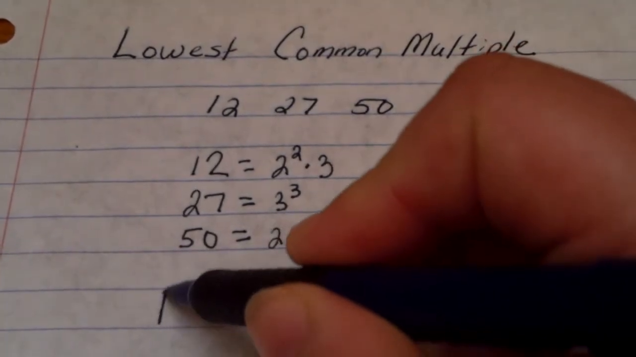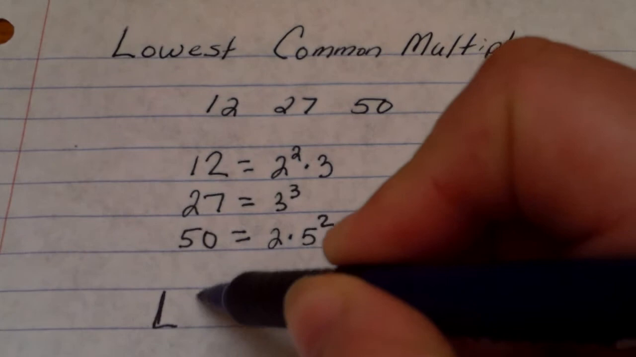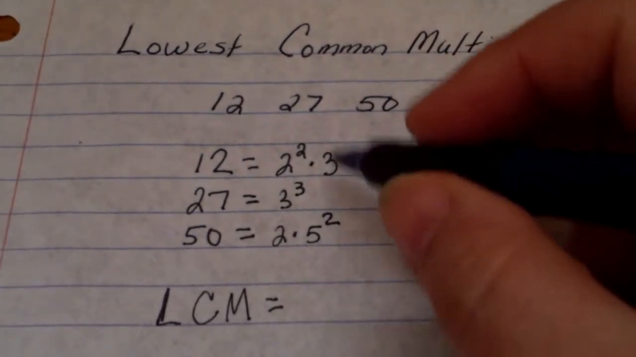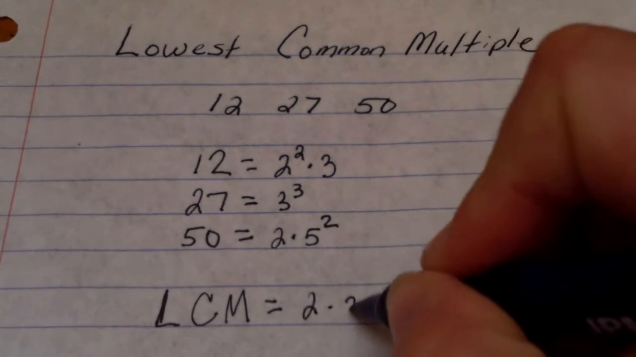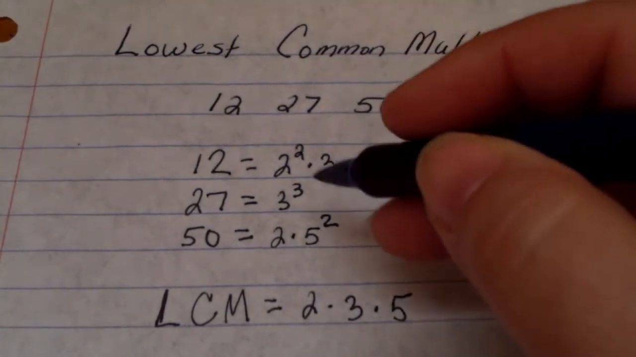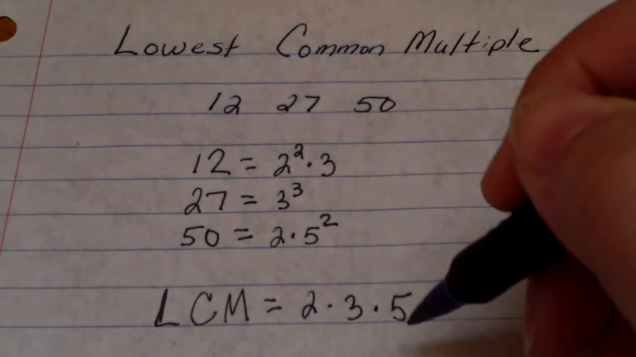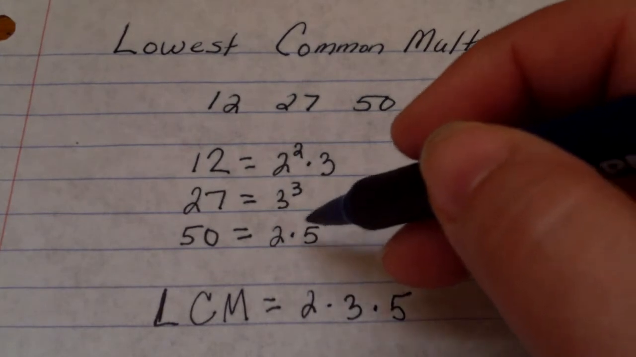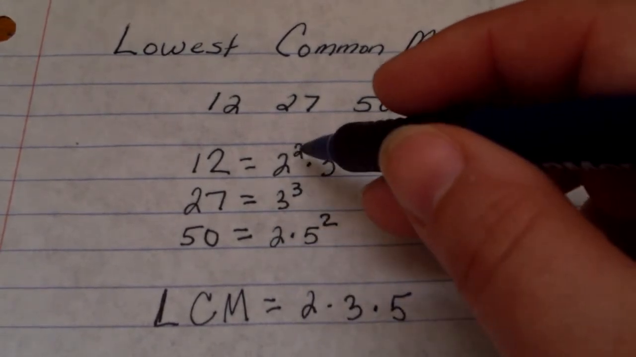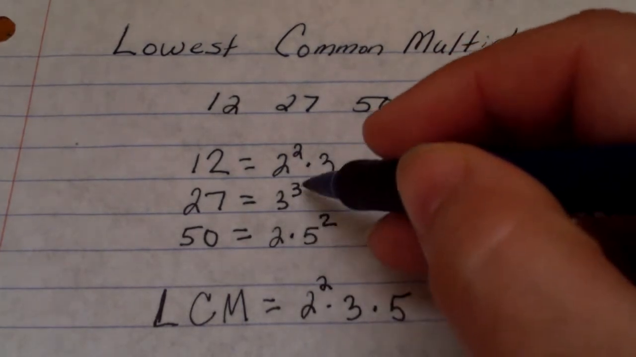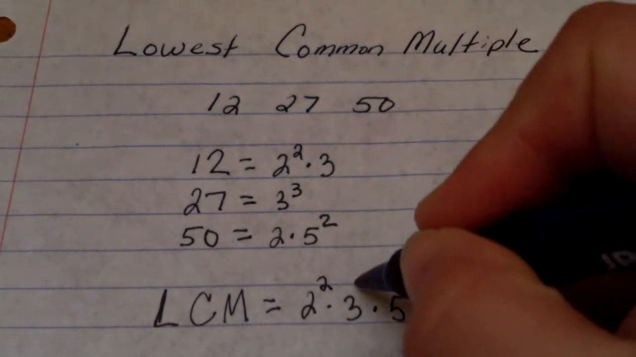We are going to say that our least or lowest common multiple is the product of all the different factors that appear. So I have twos and threes and fives for my bases. But I do see I have some exponents. For the 2's, the most I see for an exponent is a 2. For the 3's, the most I see at any one time is a 3.